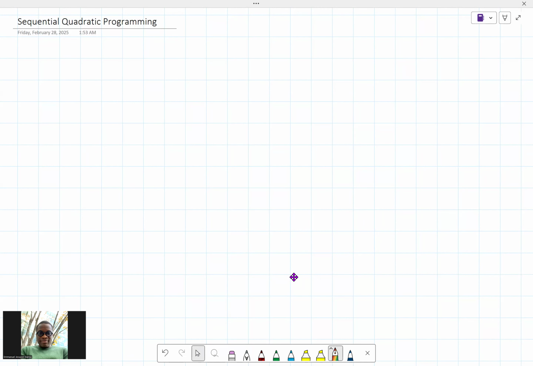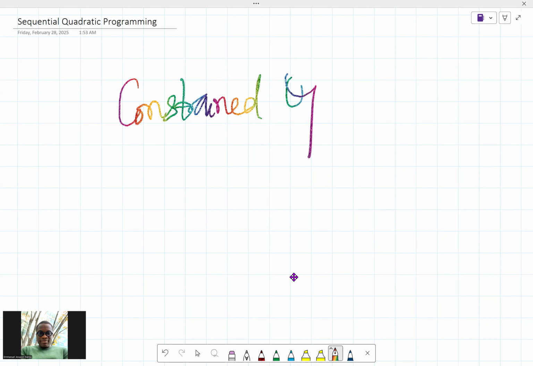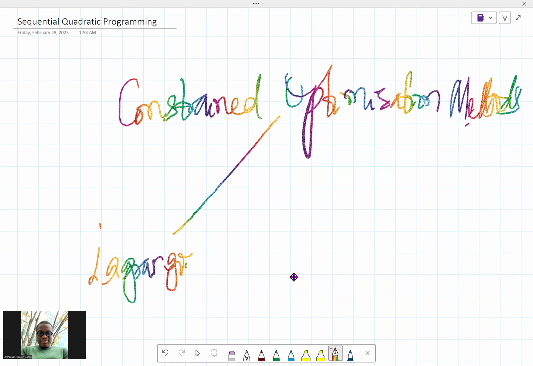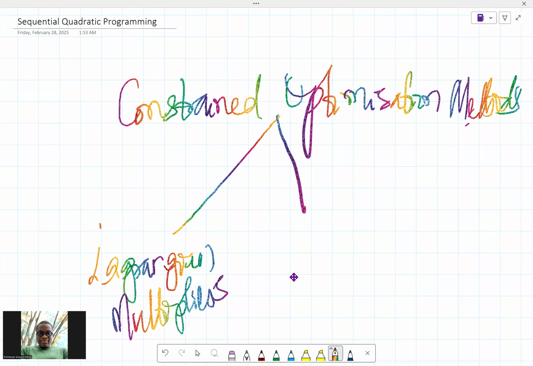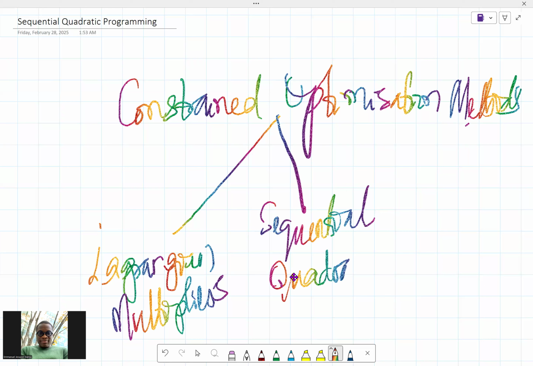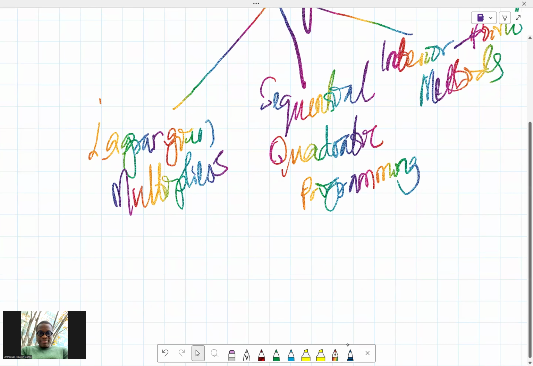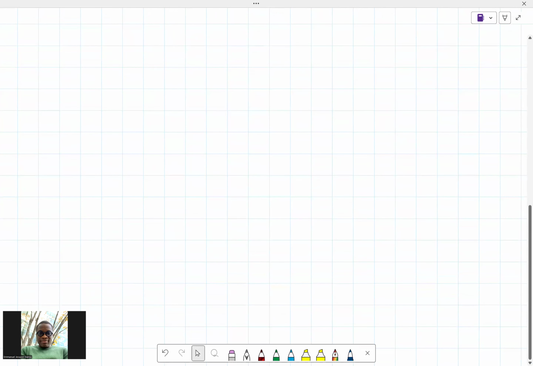In this video, we continue with constrained optimization problems. Constrained optimization methods. We had considered Lagrangian multipliers, which seems to be the most popular of them. Now we will be looking at sequential quadratic programming, and in the next video, we'll be looking at interior point methods. Okay, so just like I said, Lagrangian multipliers done. Now sequential quadratic programming. Let's go for that.